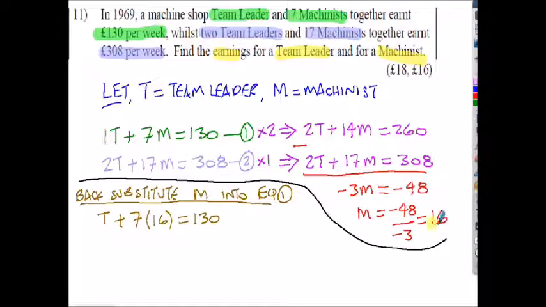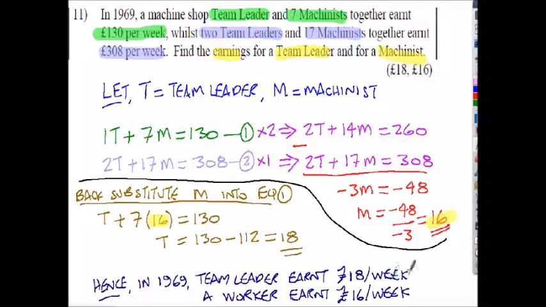What we've done there is put the value of 16 for m into equation 1. Rearranging, t is equal to 130, subtract 7 times 16, 112, so that's equal to £18. So hence in 1969 a team leader earned £18 per week and a worker earned £16 per week.